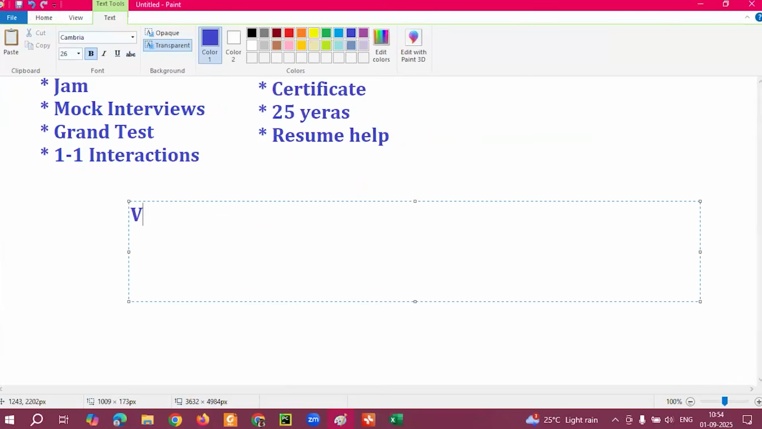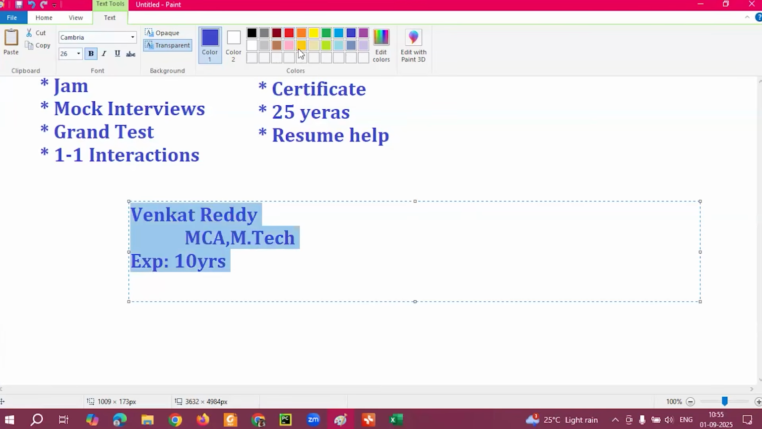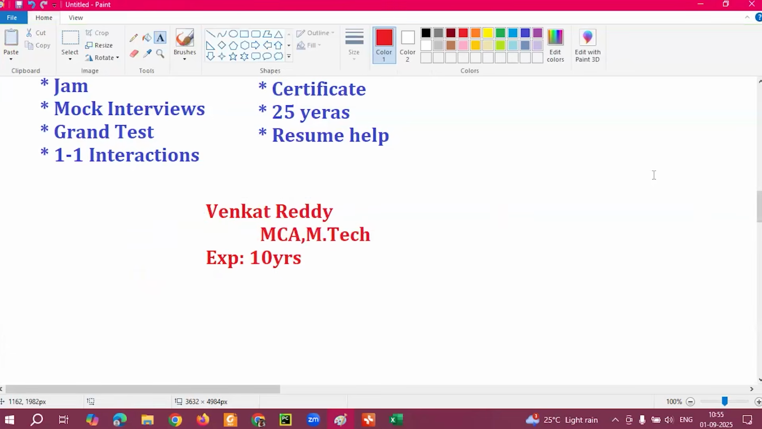So my name is Venkat Reddy. My qualification is MCA, MTech. I'm a Microsoft certified data analyst and I have 10 years of experience. So everything I will take care of, you don't worry. Okay. So even in the lab sessions, mentors are also available. If you have any doubts, mentors are always ready to help you guys, right?